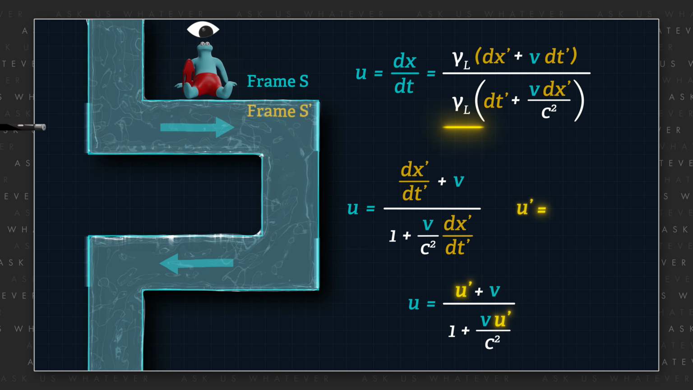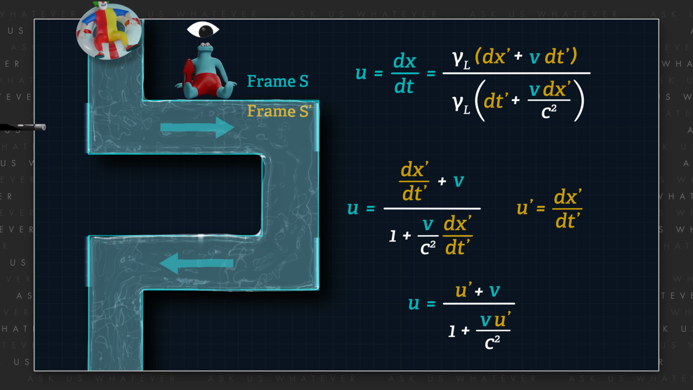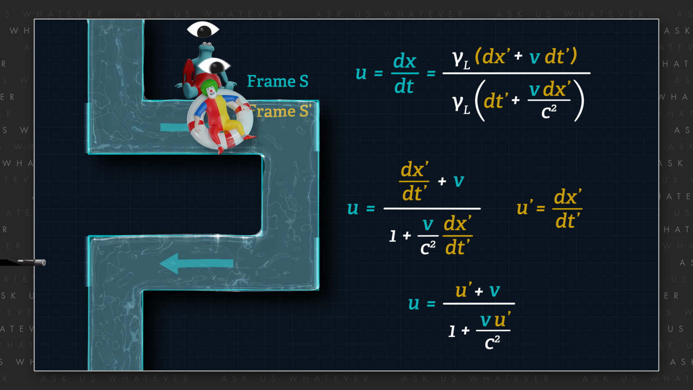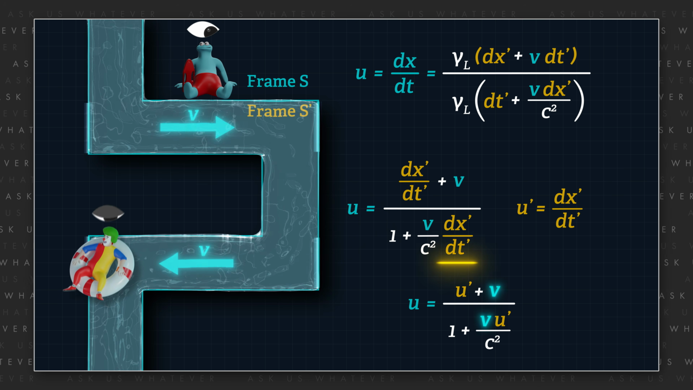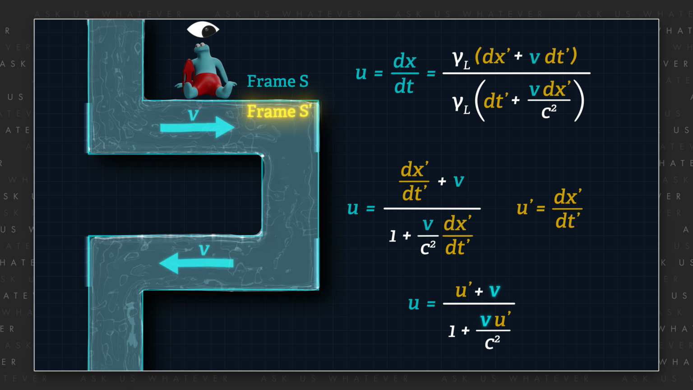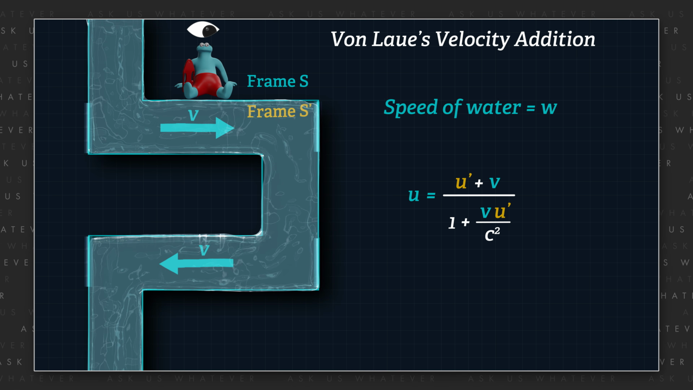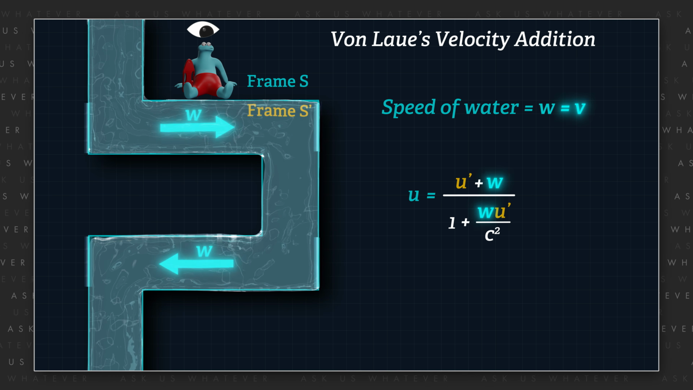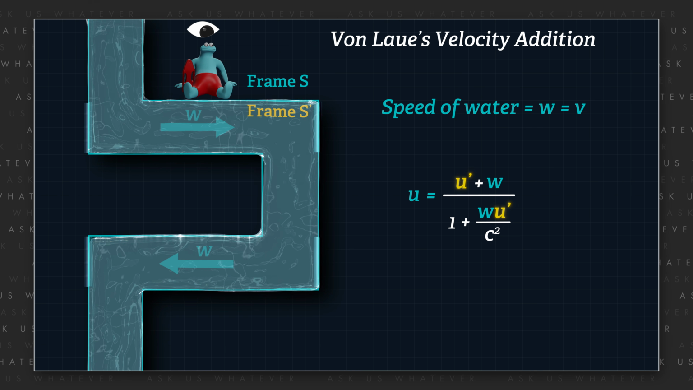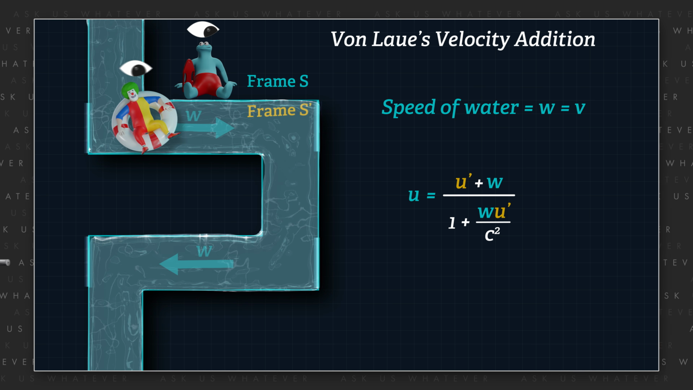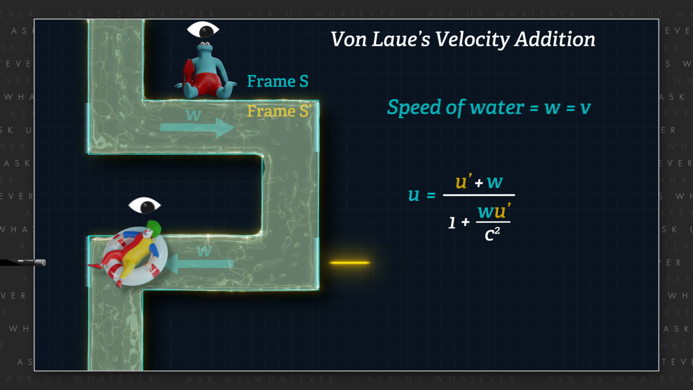U prime represents dx prime over dt prime, which is the speed of something like light, as measured from the perspective of observers in frame S prime, like observers moving with the water, and v is the speed of frame S prime relative to the laboratory frame S. Von Laue proposed that the speed of water, W, is like speed v of frame S prime relative to frame S, and that U prime is the speed of light passing through water as measured from the perspective of frame S prime, in other words, from the perspective of the water.